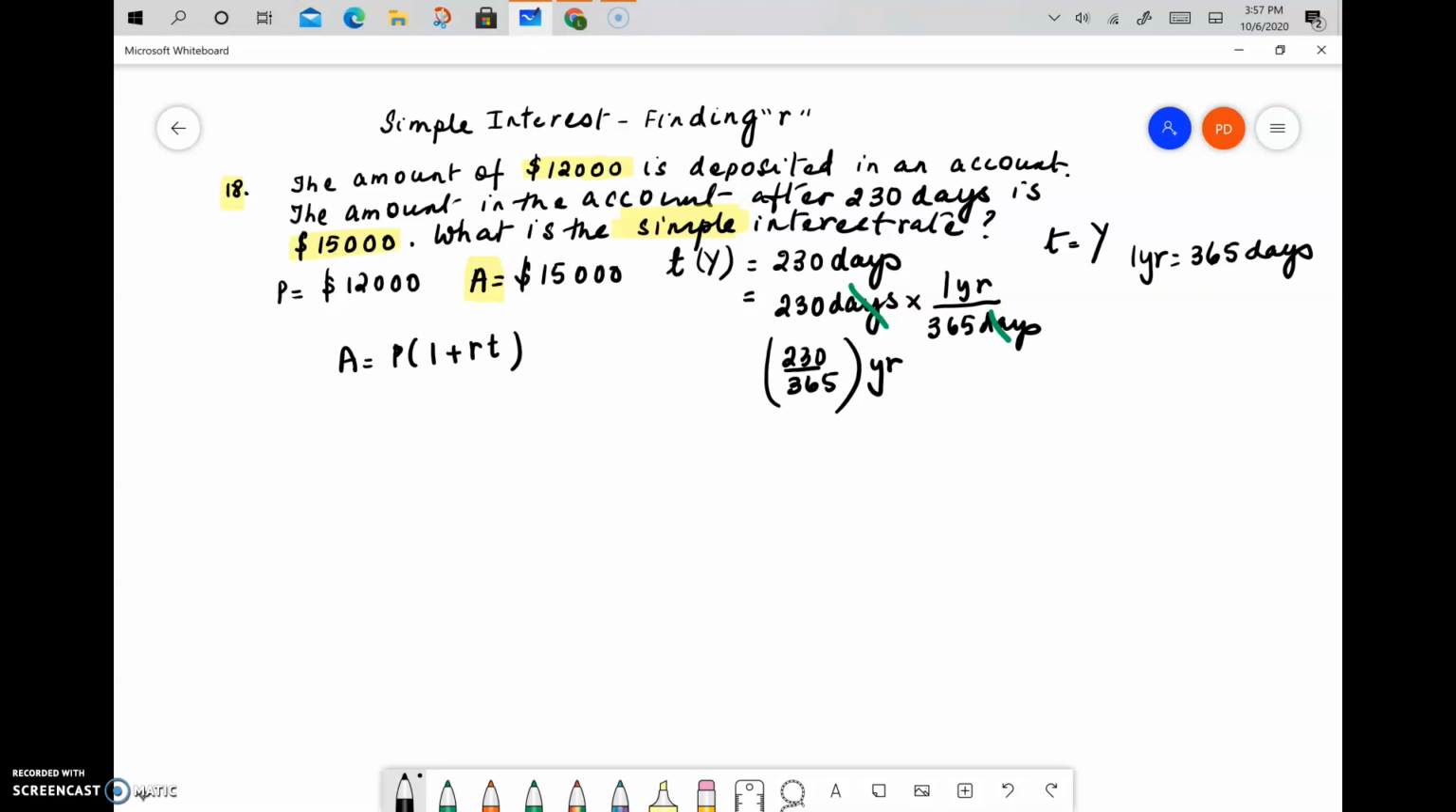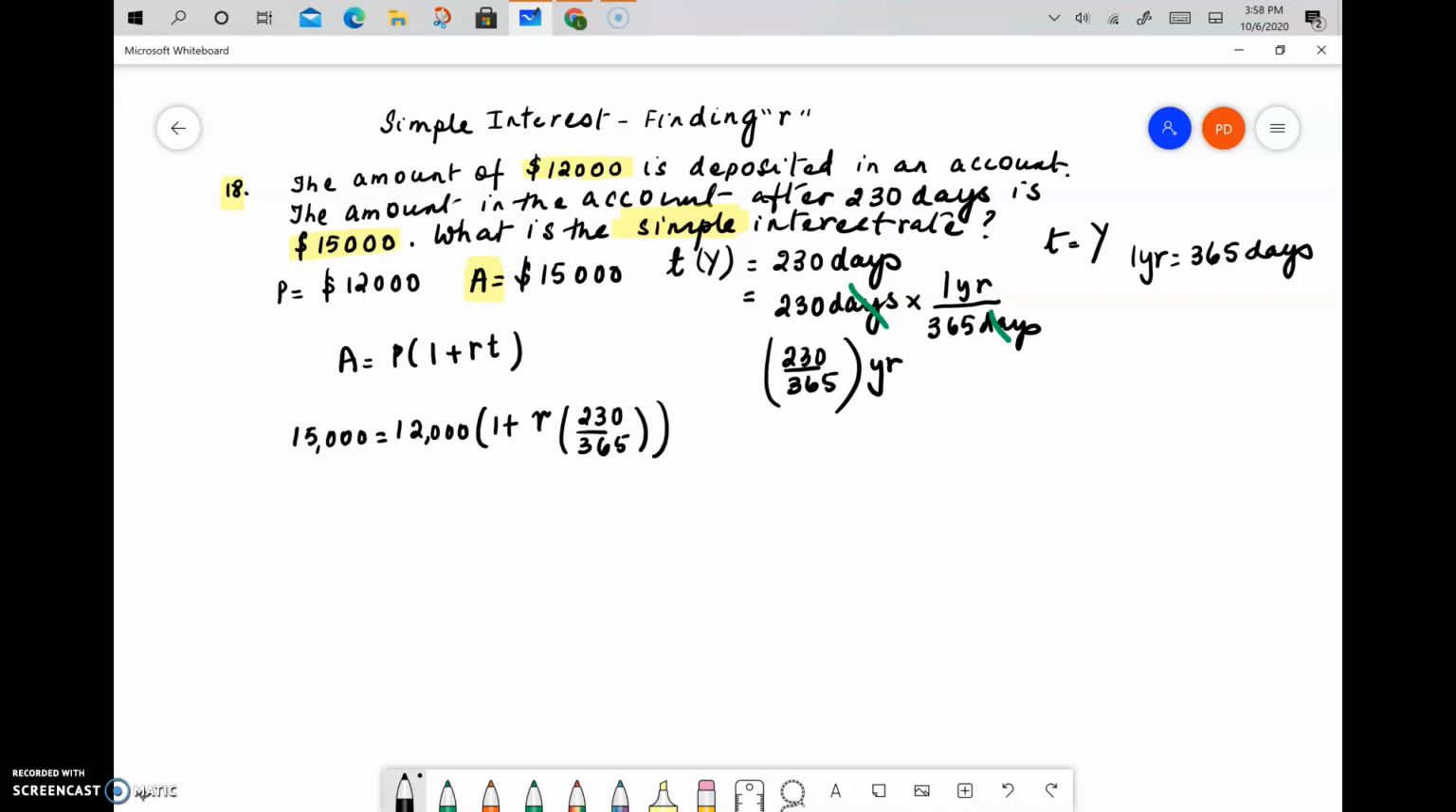So now all we need to do is plug in the numbers. So we have A, which is 15,000. So at the end of 230 days, we have $15,000. At the beginning, we had $12,000. So that's the P, which is the principal, plus 1 plus the rate. We don't know what it is. We're going to leave it as R. The time that it stays in the account is 230 over 365 years.